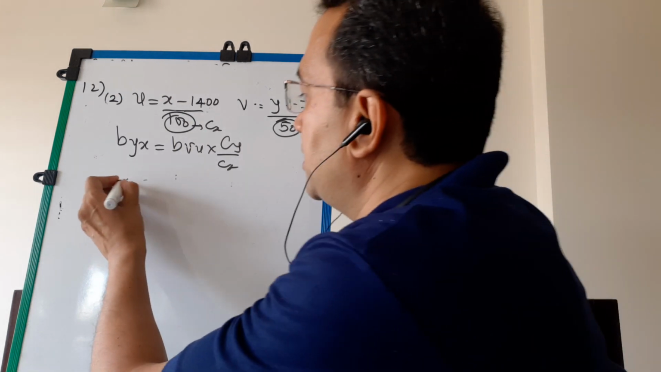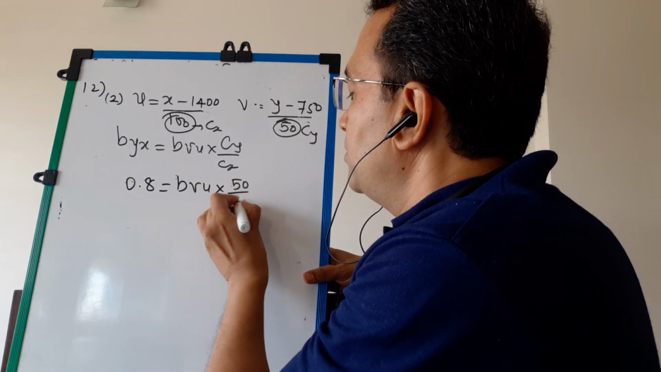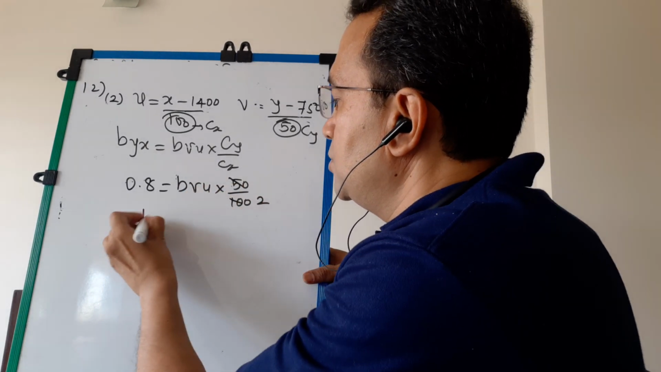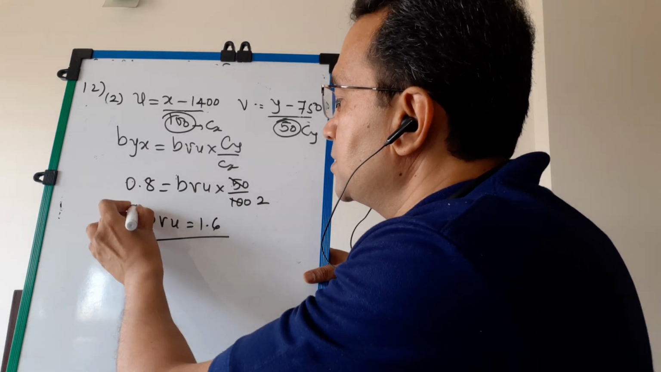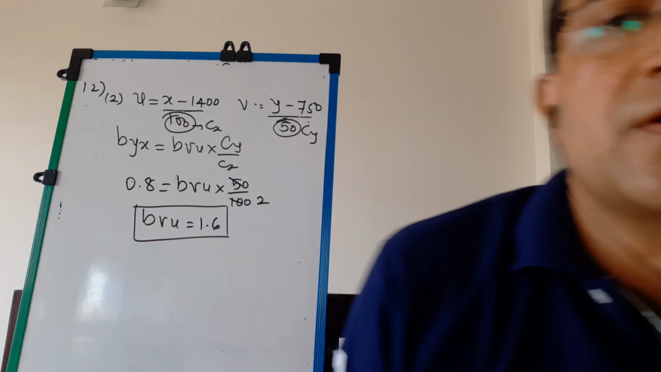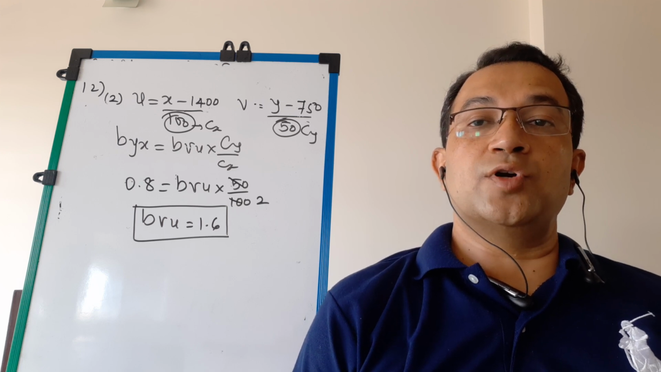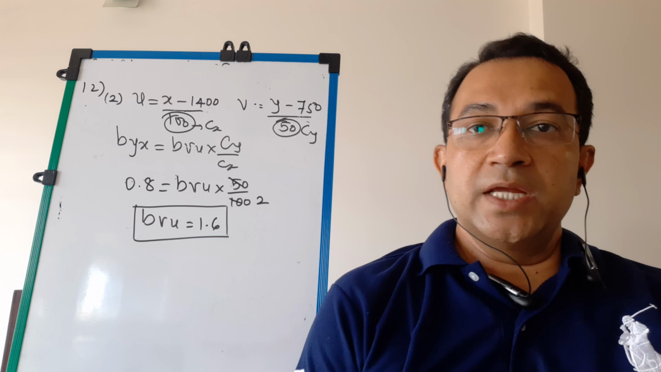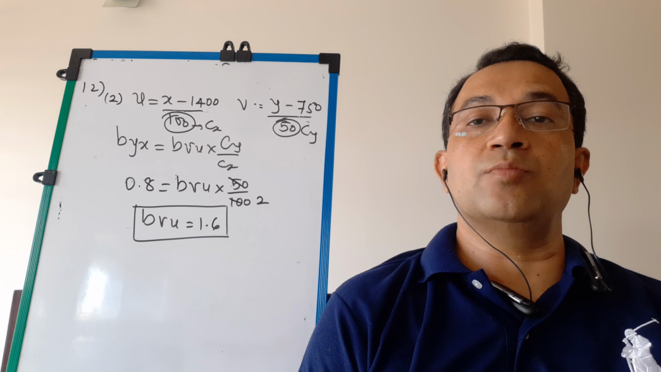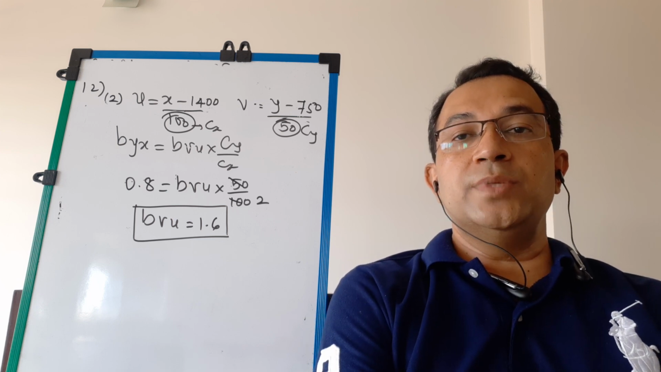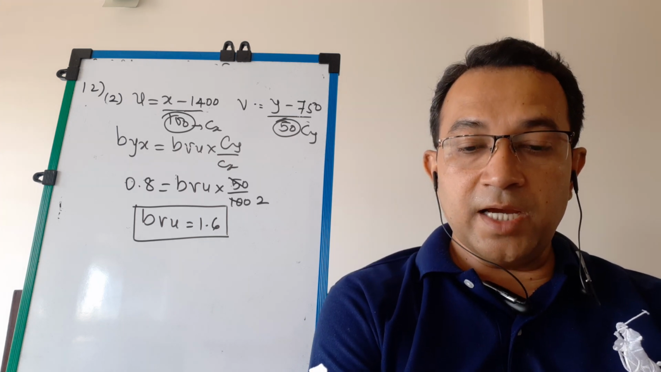Applying the formula, 0.8 is equal to bvu into 50 upon 100. 5 ones are 5, 5 twos are 10. So bvu is equal to 0.8 into 2, 1.6. Students, this part of the question or this sum has been repeatedly asked in section C for 2 marks. At a time they will give only 2 parts, but try to understand, students, the application of shortcut method formula. Byx is equal to bvu into cy upon cx. That formula, students, we have applied.